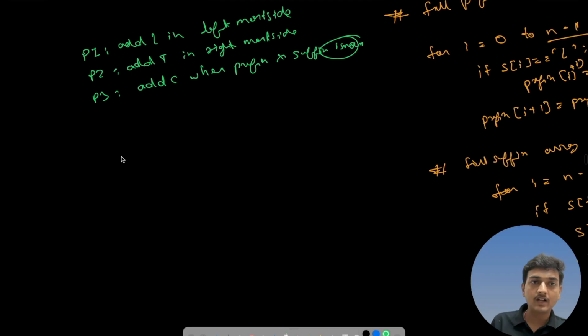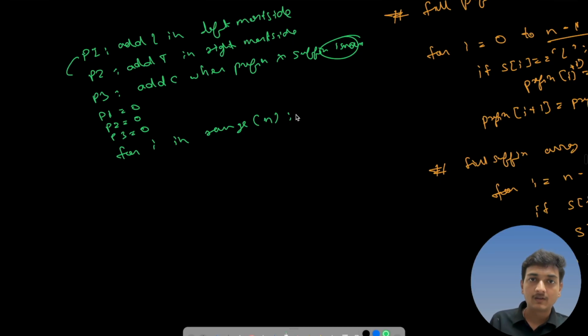So what I will be doing, I will be iterating for i in range n. Now I will be having my plan one, I am initializing with p1, plan two initializing with p2, and plan three I'm initializing with p3. Now what I need to check, very easy, if s of i equal to C, if that is a C, then I need to do some operations.